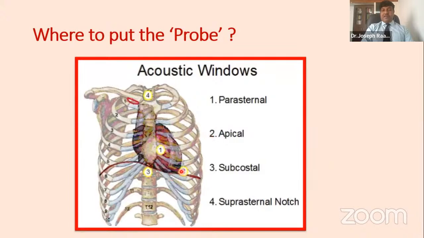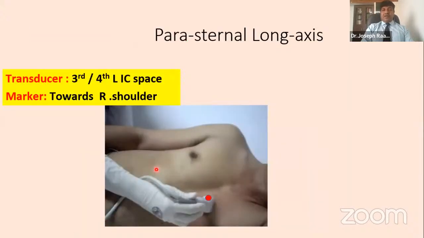The apical window is at the apical impulse, at the place of the apical impulse. Third is the subcostal window, which is 1 or 2 centimeters below the sternum. And fourth is the suprasternal notch. But conventionally, we don't usually practice this because it's an advanced mode of assessment. Okay, so now let's start with the parasternal long axis.